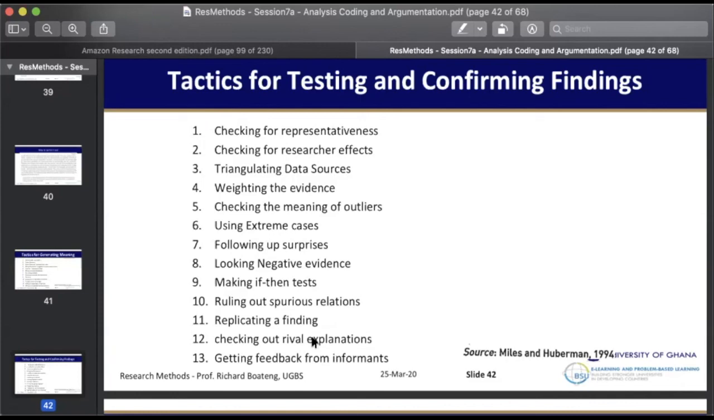Okay. Then you have follow up with extreme cases and then surprises. Something comes up and you say, this one looks very interesting, let me find out more about it. Extreme cases: it looked like it could not happen, but has happened. Why? Or following up with surprises, looking for negative evidence, contradictory evidence, doing if-then tests. So if this is going to this, will it lead to that?